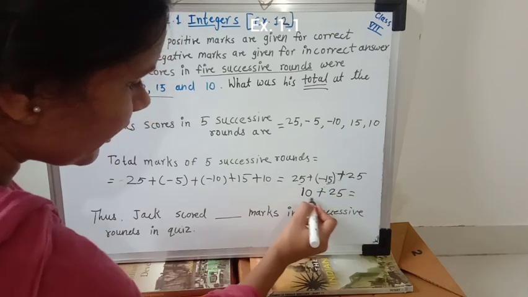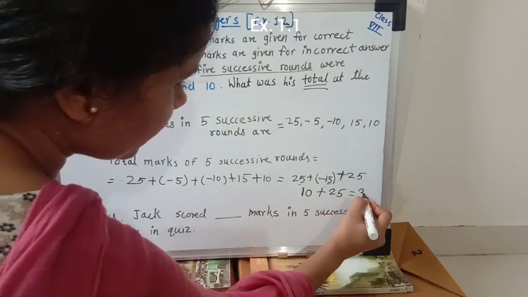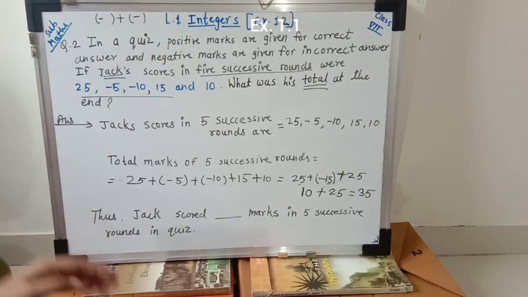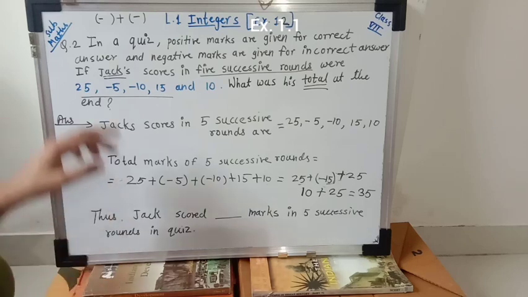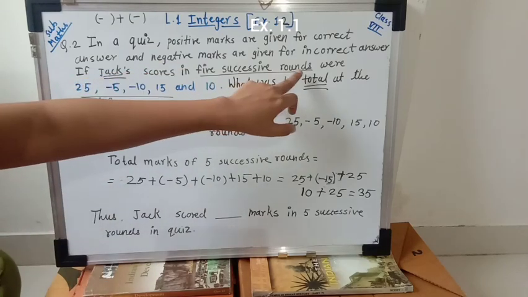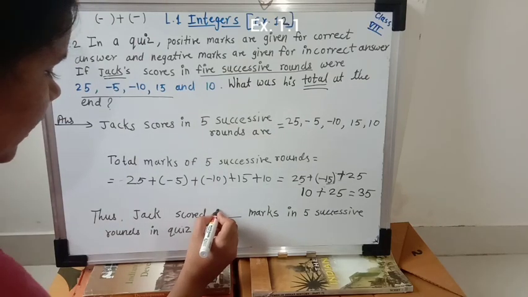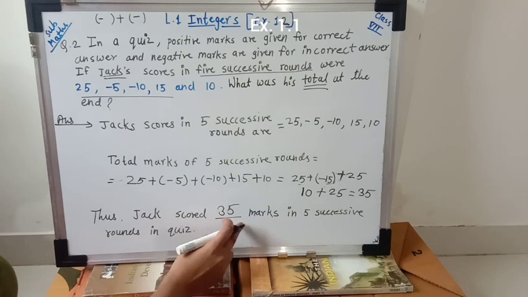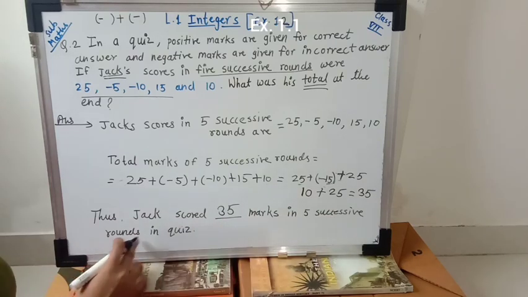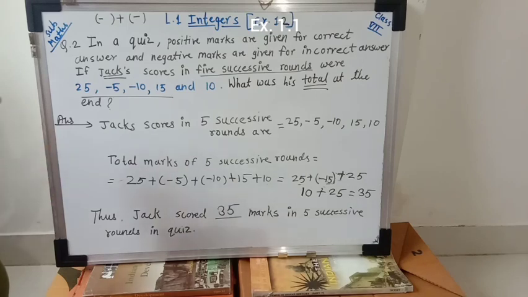And now let's add them together. 25 plus 10 is equal to 35. So 35 is the total score which Jack scored in the 5 successive rounds in the quiz. Therefore our answer is Jack scored 35 marks in 5 successive rounds in the quiz. Have you understood, students? I hope when you are doing addition, subtraction, please see the sign and remember the rule. It is very important because these rules will help us to solve the problem correctly.